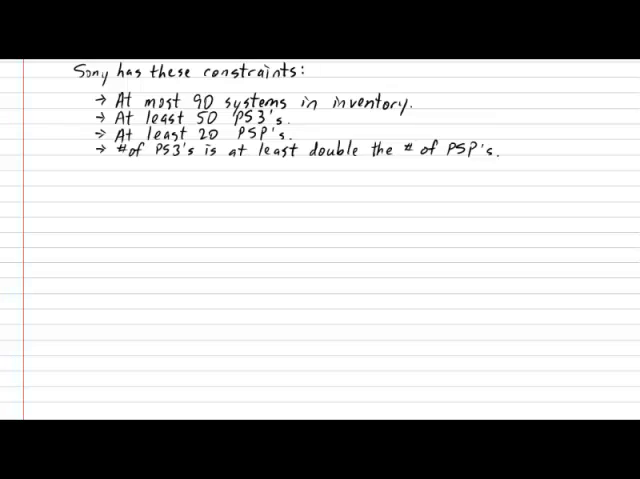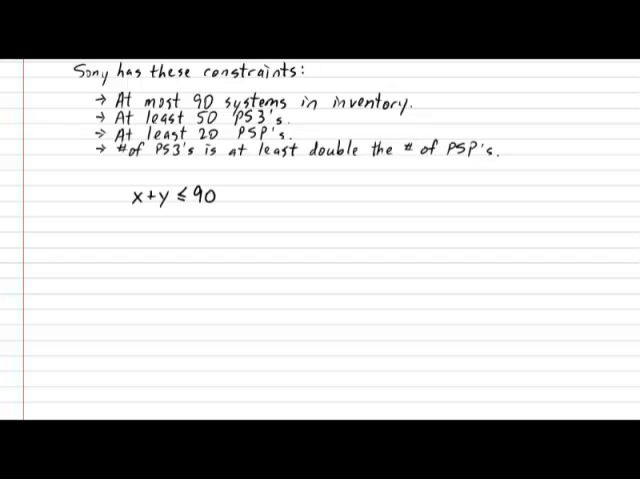So, without further hesitation, let's form the system of inequalities corresponding to these four constraints. I'll be doing some of them in a different color so that when it comes time to determining our polygon of constraints, visually it'll be easier to detect our different lines. First, let's start with the first constraint. It states that Sony would like to have at most 90 systems in inventory. Well, this leads to our first inequality, which is quite simply X plus Y has to be at most 90.